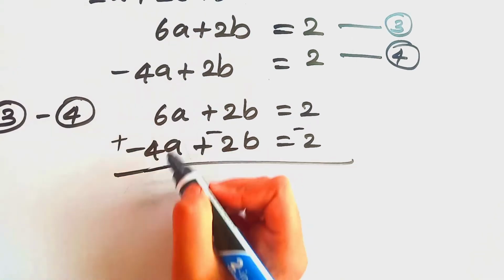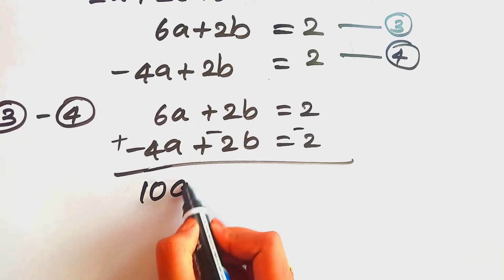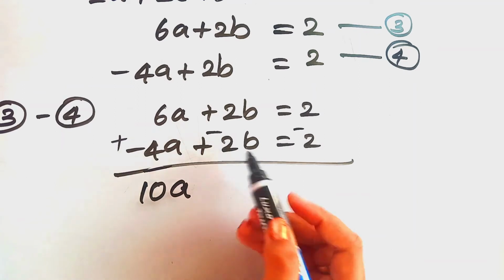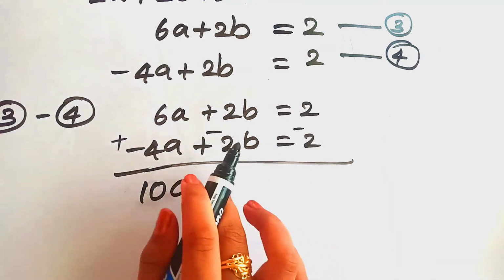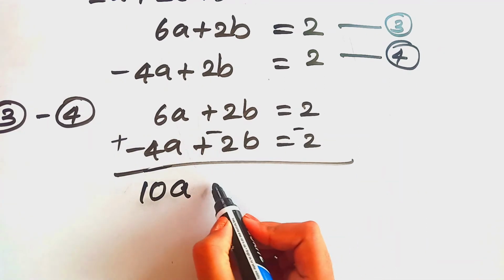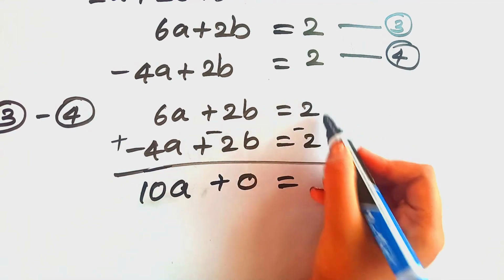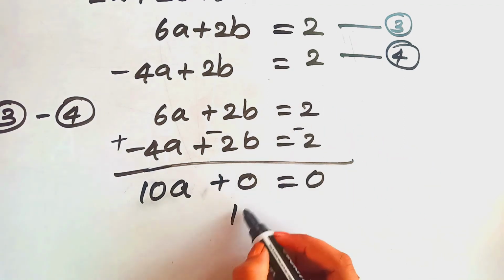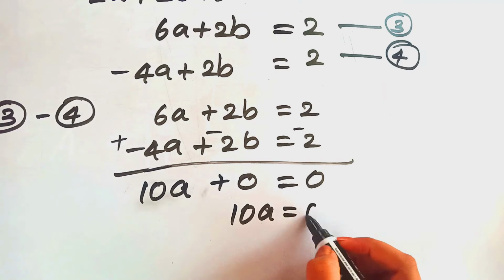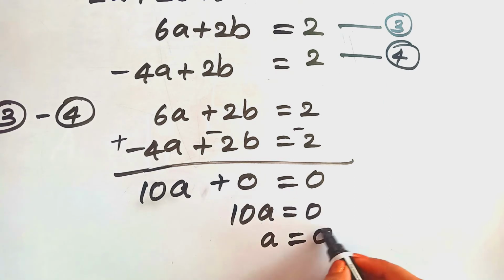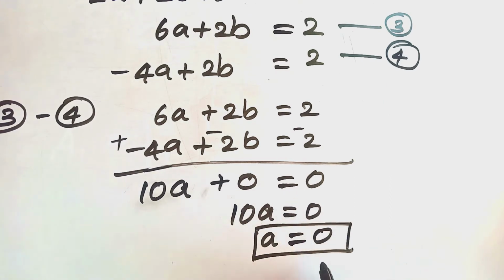6 plus 4, it's 10A, and here 2B minus 2B will be 0, so you don't need to write that. And here 2 minus 2 will be 0. Therefore 10A is equal to 0, so A is equal to 0. So we have found A, which is A is equal to 0.